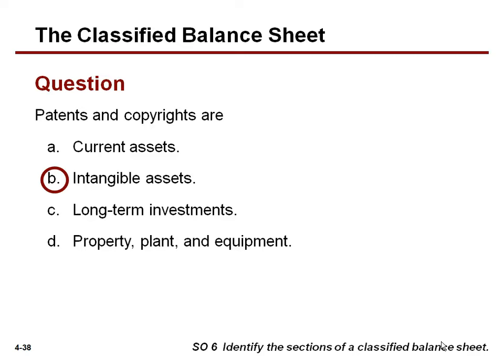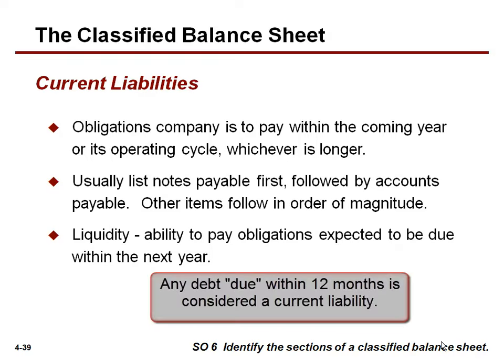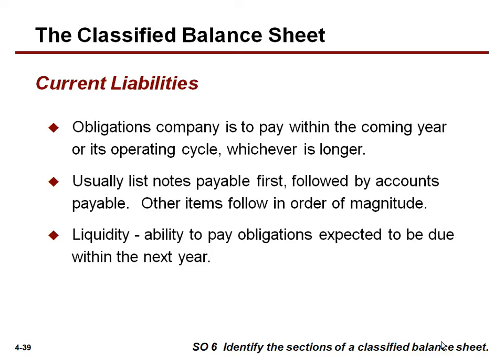So let's turn our attention to the liability side. What are current liabilities? These are obligations, legal obligations due within the next 12 months or operating cycle, whichever is longer. As indicated, usually items such as notes payable, borrowings from the bank are listed first, followed by other items. The focus of this category are debts that are due within 12 months, and so it shows, in combination with current assets, the company's ability to meet their obligations as they become due in the next 12-month period.